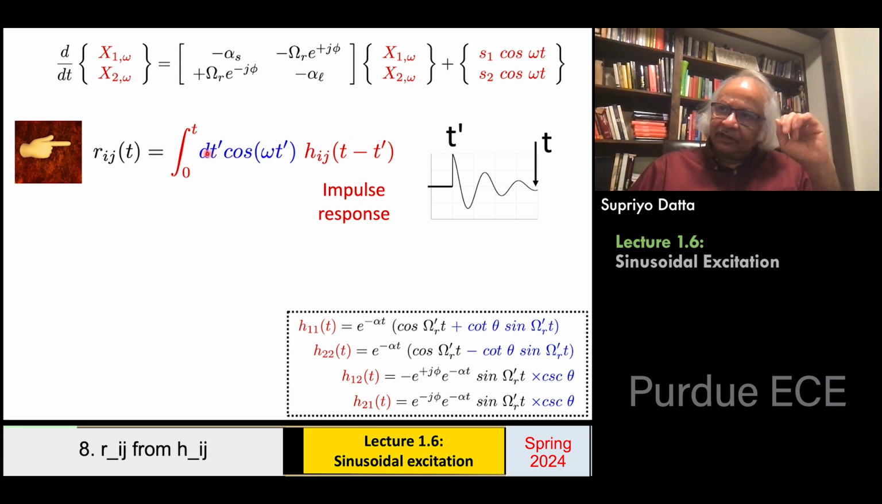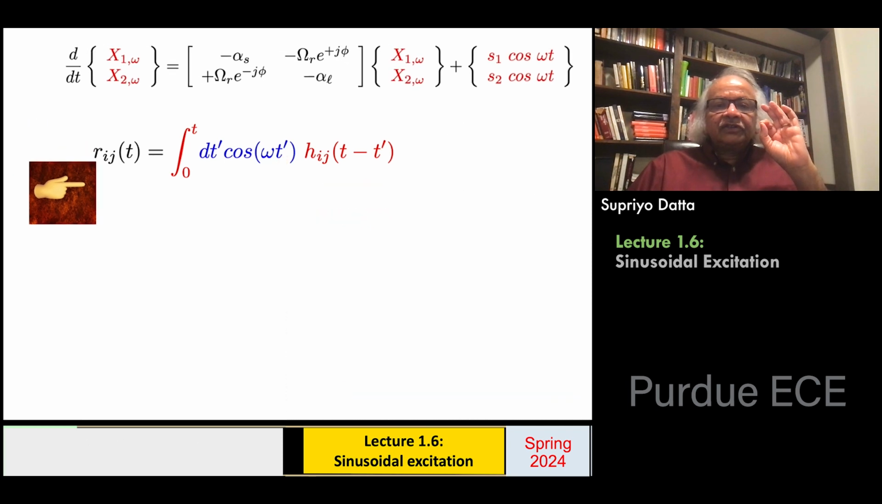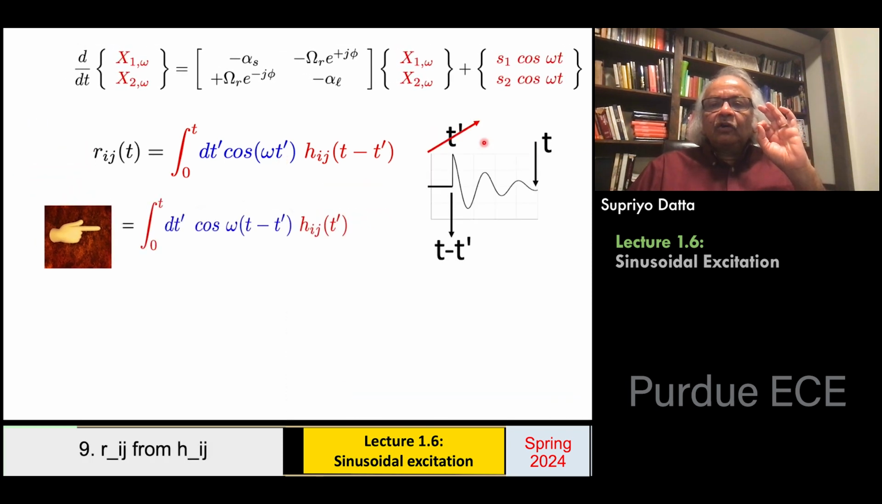This is exactly what we had done back in lecture 1.2, I believe. Now, it is convenient here, though, to transform variables a little bit. That is, instead of this t prime, call that t minus t prime.